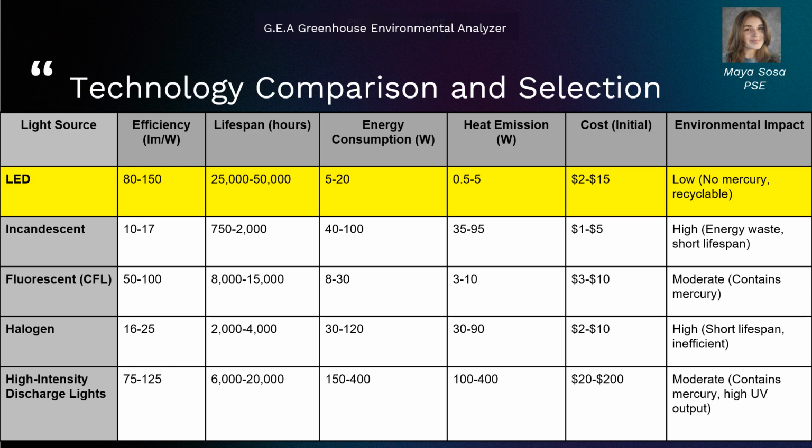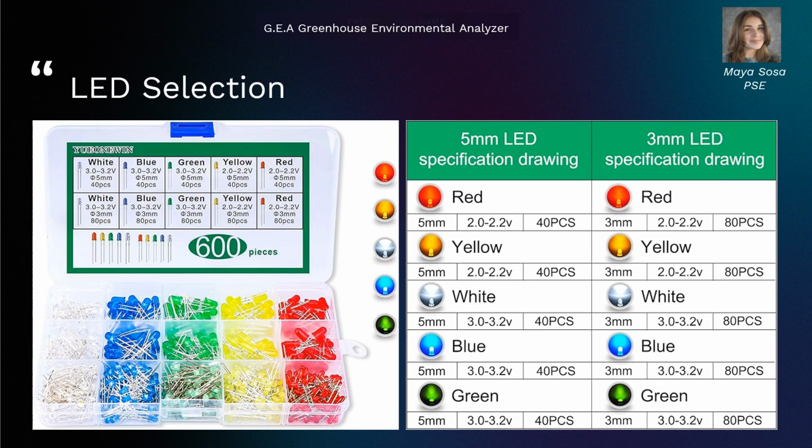Here's the table comparing the different light sources for our panel. We compared between LEDs, incandescent, fluorescent, halogen, and high-intensity discharge lights, which were the norm for greenhouses in the past. In the end, we ended up going with LEDs because of their high efficiency, long lifespan, low heat emission so they don't burn the plants, and the fact that they are relatively environmentally friendly. Since these LEDs are going to be used on our panel that we are using to represent the greenhouse lighting, we chose just generic LEDs from Amazon.